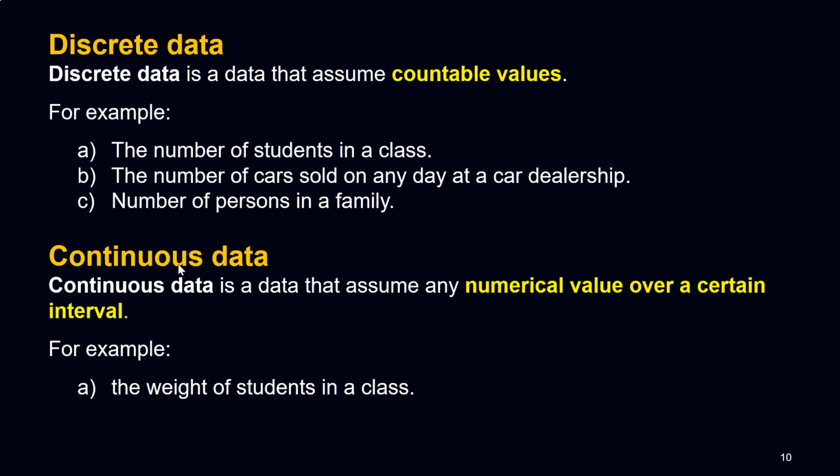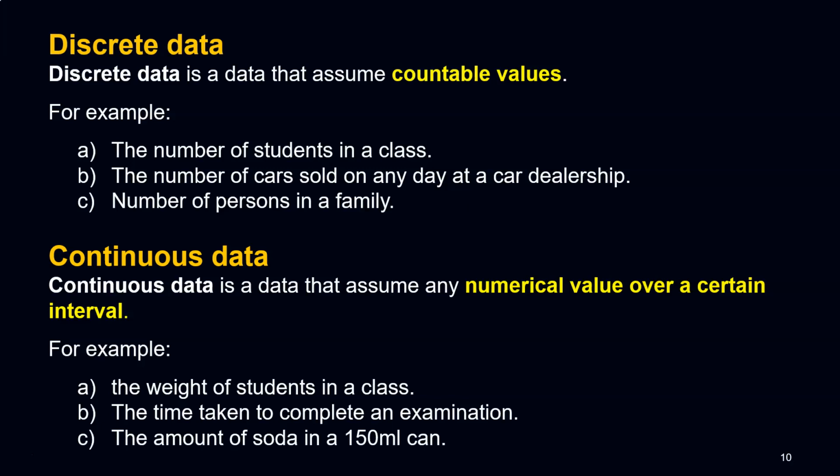The one that you can count straight away directly is discrete data. Okay, next, the time taken to complete an examination. Masa yang diambil untuk complete examination. Some of them can answer 1 hour. Some will be 1 hour and a half. Okay, yang tu dah ada interval. And the amount of soda in 150 ml can also be interval. So these are all the continuous data.